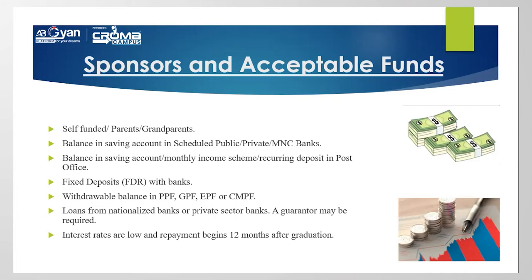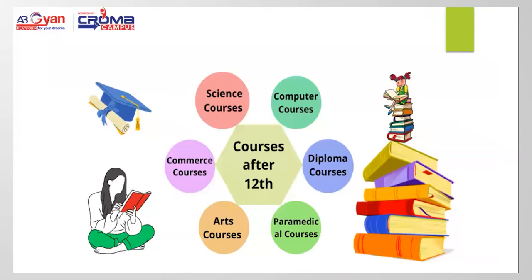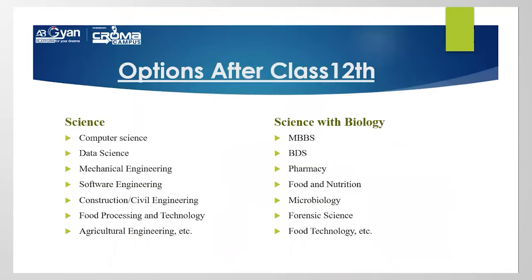Now we'll move ahead to the courses. There are some students who are confused about what to do after 12th. So here we have listed some programs that you can pursue after your post secondary education. If you are from the science stream with mathematics, you can go for these programs listed on the left-hand side: computer science, data science, mechanical engineering, software engineering, and construction or civil engineering.